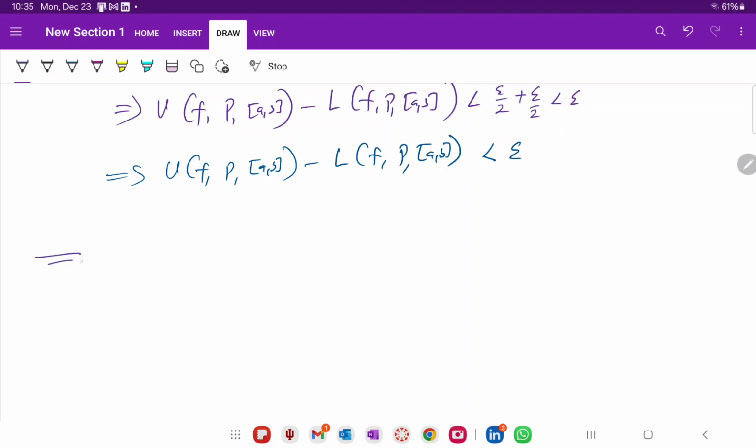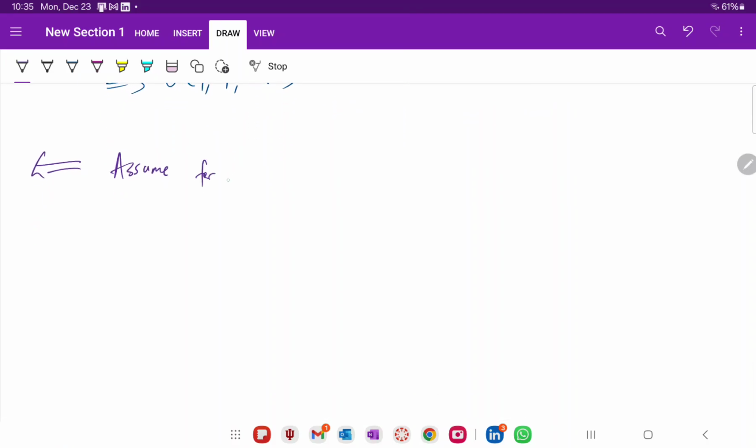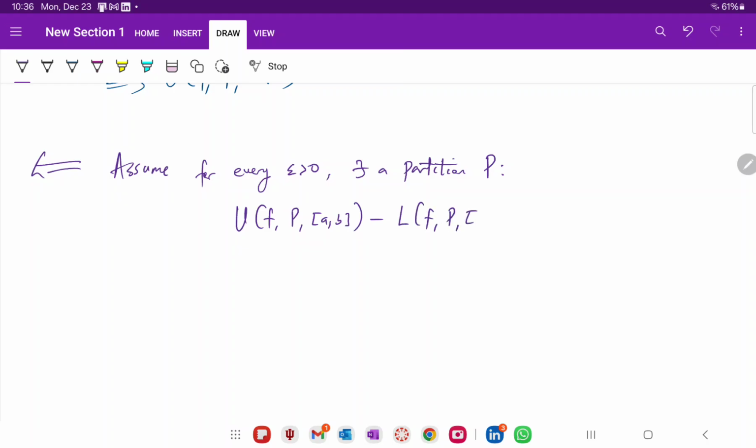So conversely, assume that for every epsilon greater than 0 there exists a partition P such that the upper Riemann sum minus the lower Riemann sum is less than epsilon.